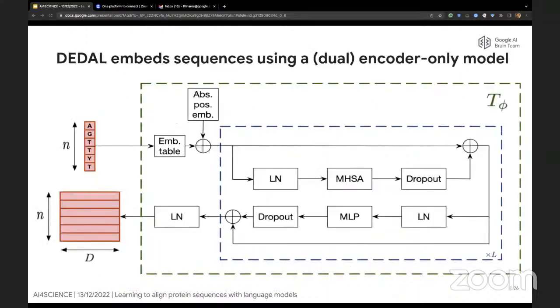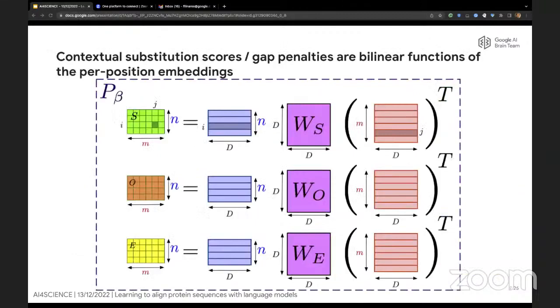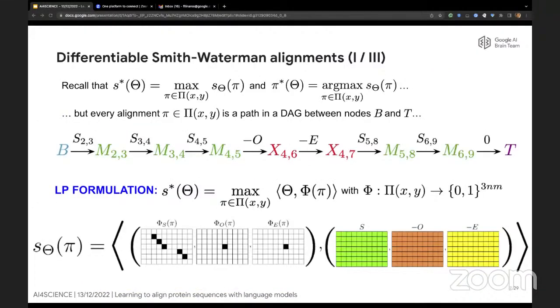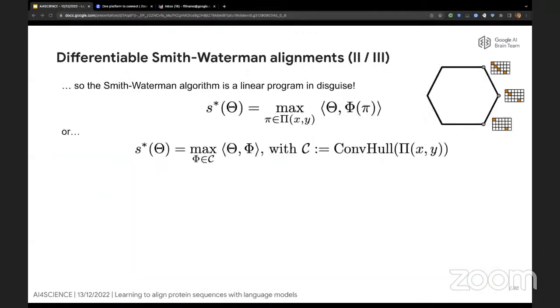Yeah, so the transformer outputs embeddings. Then the embeddings are used in a bilinear map to get these matrices S, O, and E. And then these appear here. And basically, all we want to do is to be able to backpropagate through the solution of this linear program. This is where I'm going, if that makes sense.